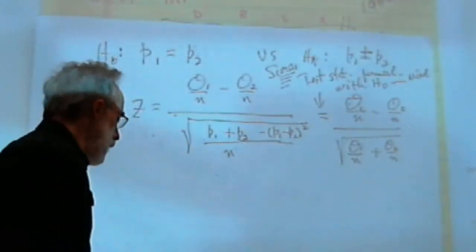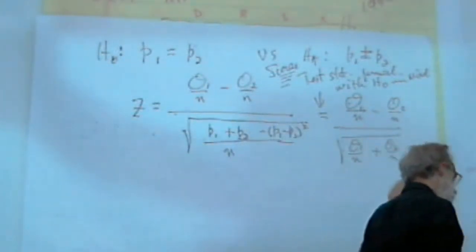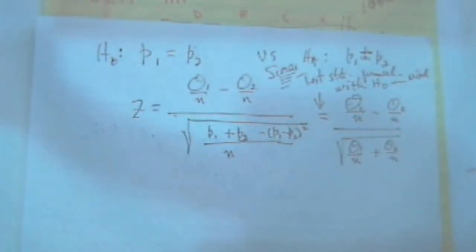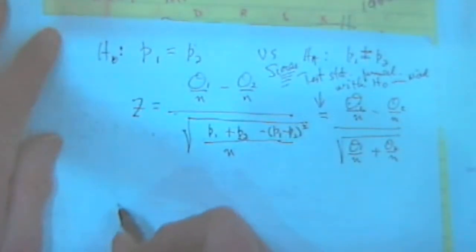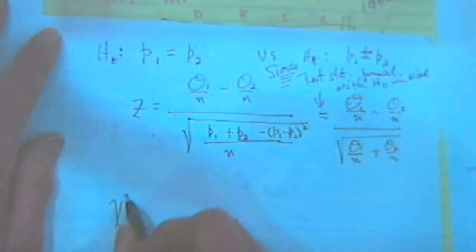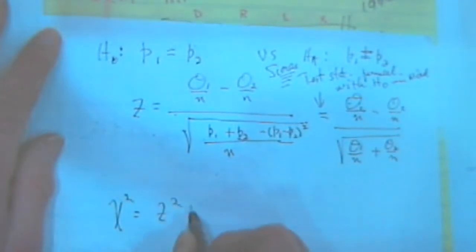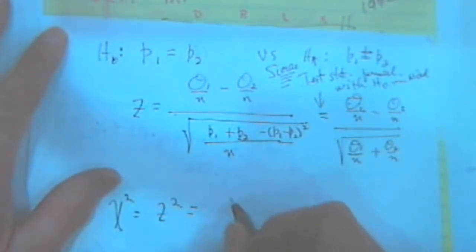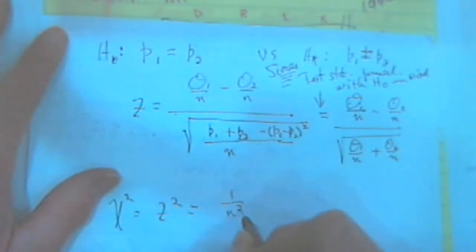And if you know a little bit about statistics, if you square a z, you get a chi-squared. And it's worth looking at here. So you look at chi-squared, which is just z squared in this case. And that would be, you get 1 squared.